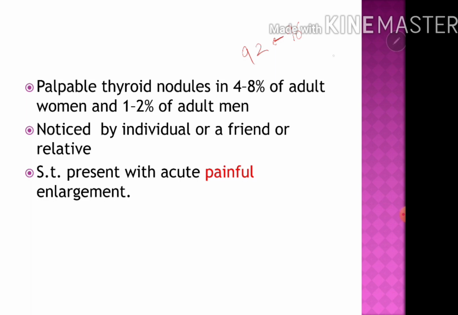So the most common nodule can be seen by investigation like ultrasound or CT or MRI, as we mentioned previously. A thyroid nodule may be noticed by the individual himself or herself, or by a friend or relative, as we mentioned previously, and sometimes presents as acute painful enlargement. Sometimes, if it is sudden, it may be associated with pain.